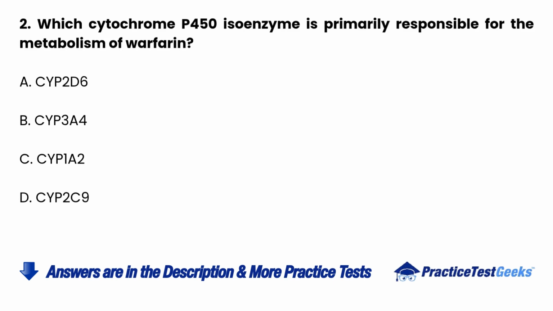2. Which cytochrome P450 isoenzyme is primarily responsible for the metabolism of warfarin? A. CYP2D6. B. CYP3A4. C. CYP1A2. D. CYP2C9.